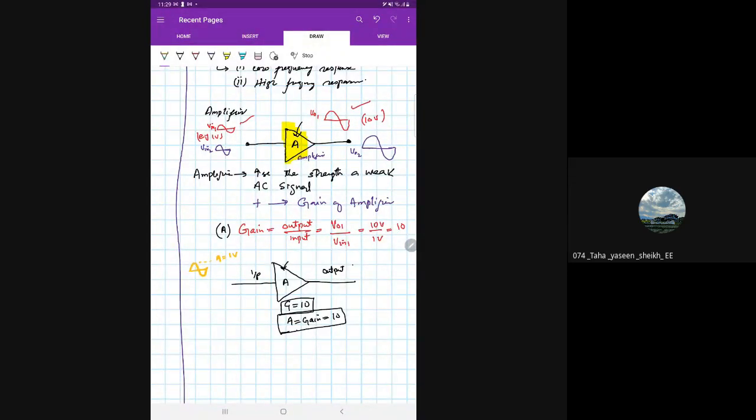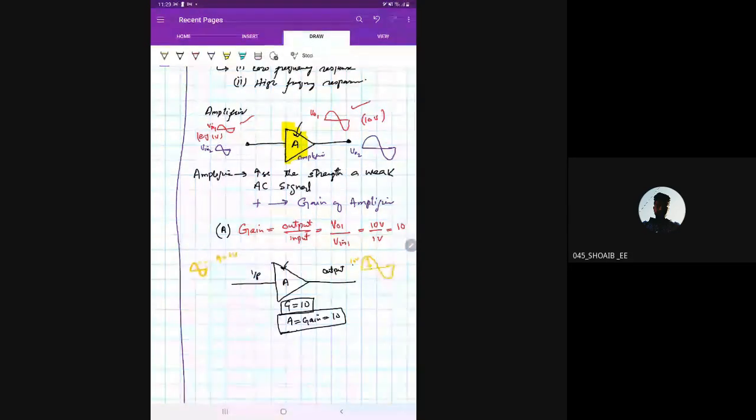I'll ask roll number 45, what will be the output? What will be the amplitude of my output? Roll number 45, what will be the output? Sir, my gain is 10. How much, sir, will be the output? Sir, 10. It will be 10 volts. Very good. Yes. Because the amplification is now 10 times.